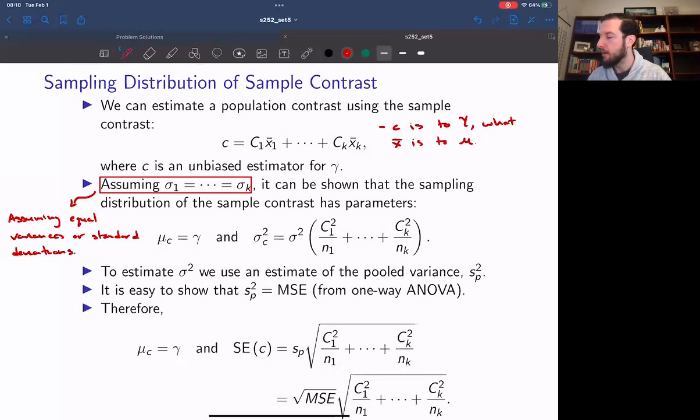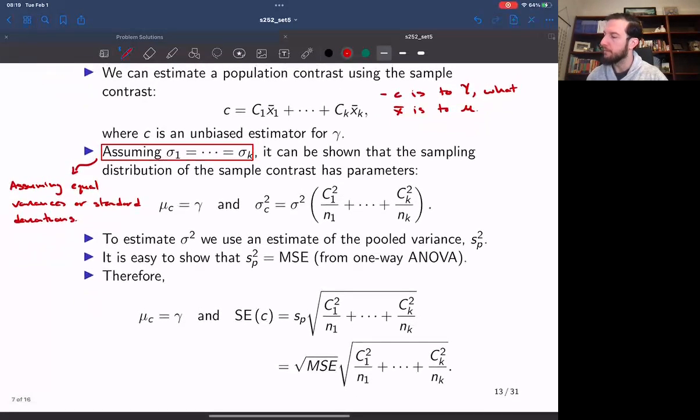We can show that the mean of the sample contrast is gamma, and the variance of the sample contrast is sigma squared, a common estimate for the variance, multiplied by C1 squared over N1 plus C2 squared over N2, all the way up to CK squared over NK. To estimate sigma squared, we use what is called a pooled estimator, little sp squared. Little sp squared is the same thing as the mean squared error from an ANOVA. Okay, so these are equivalent measures.